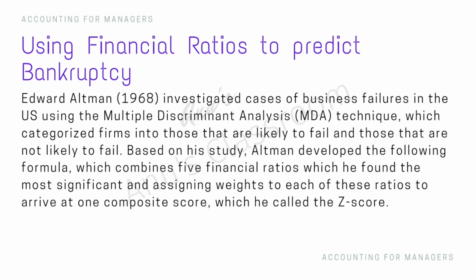Now, how we can use the financial ratios to predict bankruptcy is through a score called the Altman Score. Edward Altman investigated the cases of business failures in the US using a multiple discriminant analysis or MDA technique, wherein he categorized firms into those that are likely to fail and those that are not likely to fail. And based on his study, Altman developed the following formula, which combines 5 financial ratios, which he found as most significant, and he assigned weights to each of these ratios to arrive at one composite score which he called the Z-score.